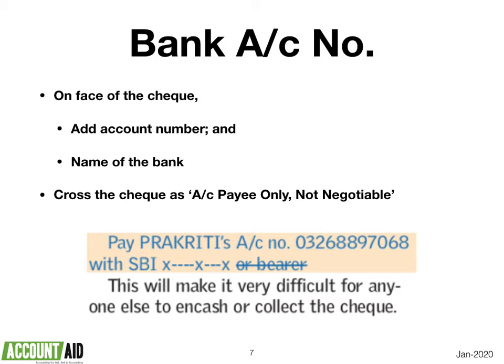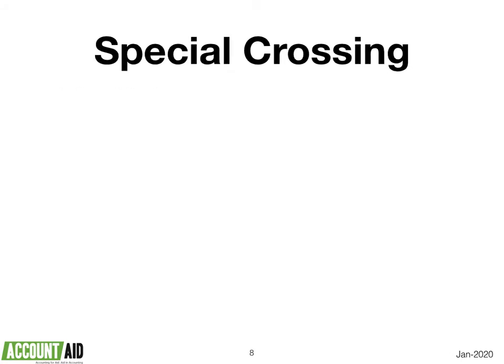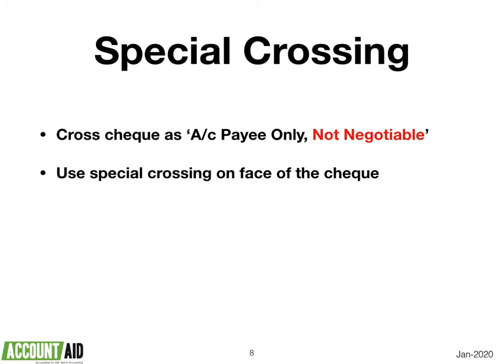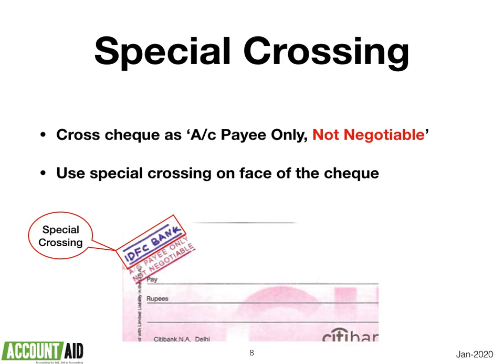Moving on to the next type of precaution we can take, it's a special crossing. In addition to crossing the check as account pay only not negotiable, you may use a special crossing. That is, mention the name on top left hand corner of the check. See the image for more clarity. What we have done is above account pay only not negotiable stamp, we've added the two parallel lines and mentioned the name of the bank in between those lines.